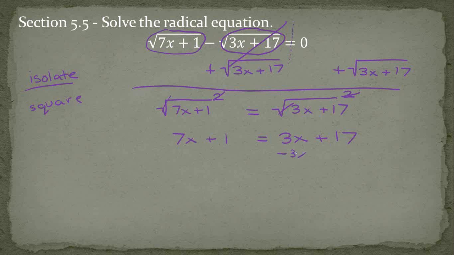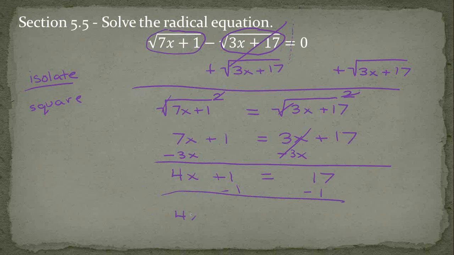To solve for x, we need to get all the x's on one side together. So I'm going to go ahead and subtract the 3x. There's other ways you could solve this, but we'll all get the same answer. I'm going to subtract the 3x. Now I'm going to subtract the 1.